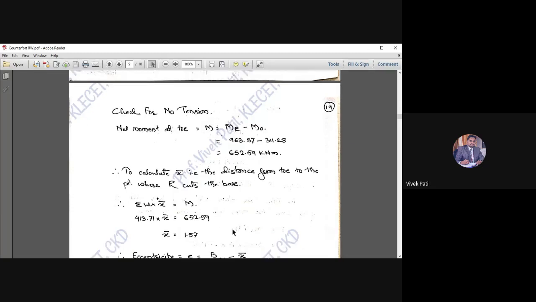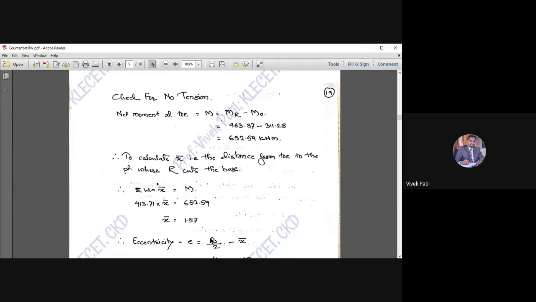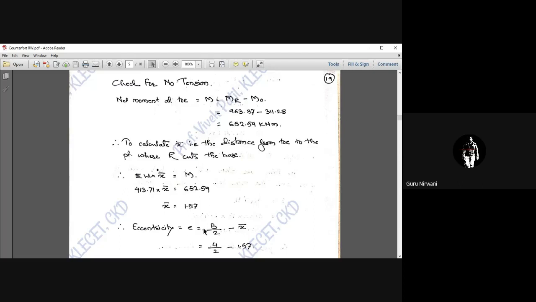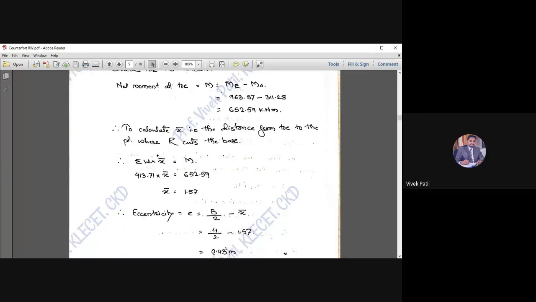Now let us calculate the eccentricity E. Eccentricity is given as B by 2 minus x bar. B is 4 meters, the width of the base slab we are taking. 4 divided by 2 minus x bar 1.57 is 0.43. So eccentricity is 0.43 meters.